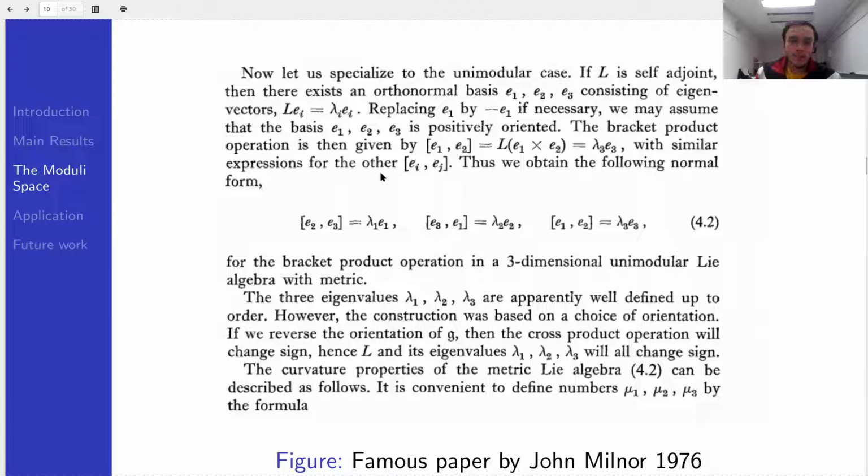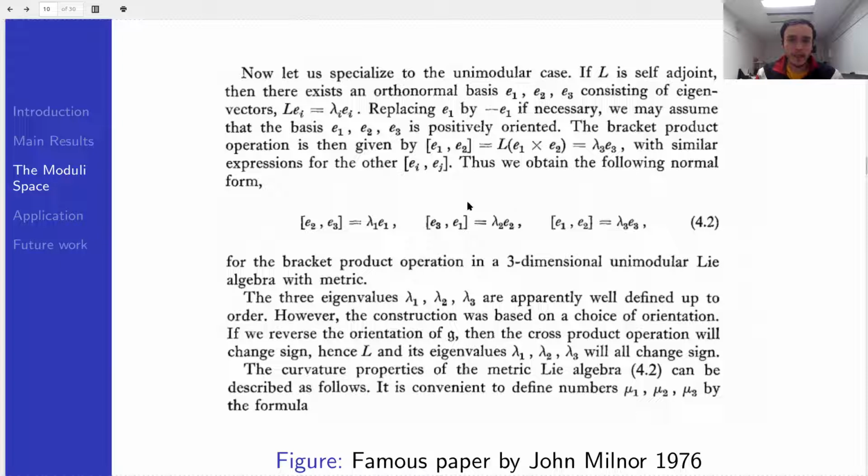This is just a screenshot of the paper. He gives a normal form for the brackets, in the sense that it didn't matter which metric he took for the unimodular Lie algebra. The brackets could always be described like this, in this normal form with respect to some orthonormal basis. So again, the idea was that it didn't matter which metric he took, the bracket relations had this normal form, and that allowed him to calculate curvatures and other stuff.